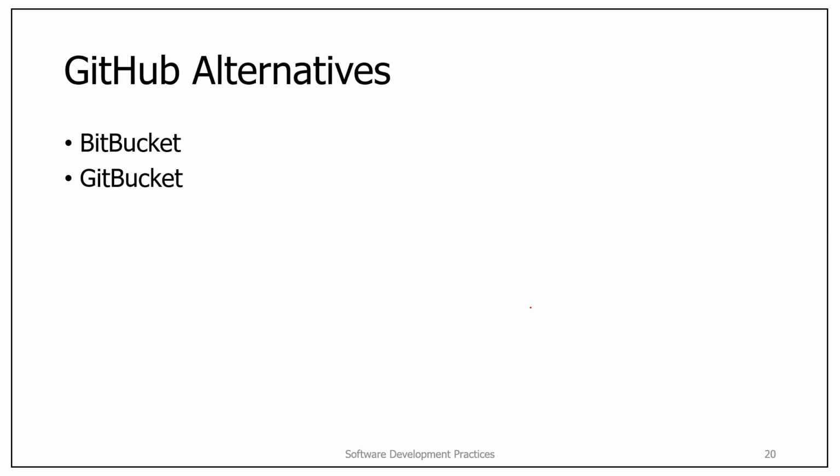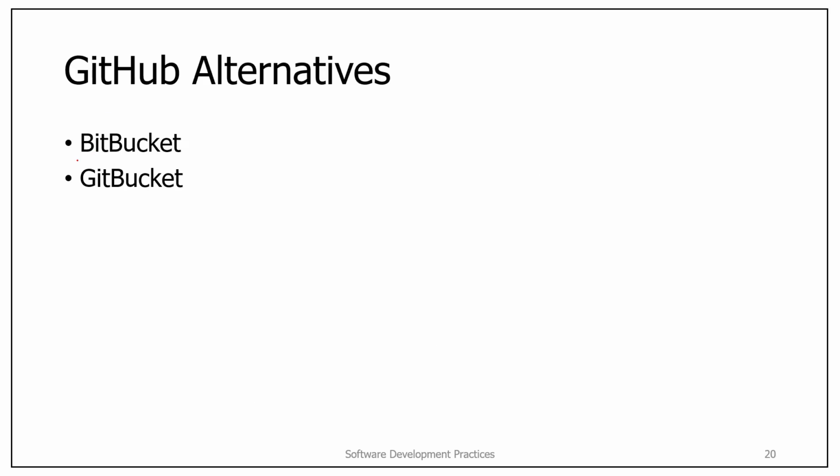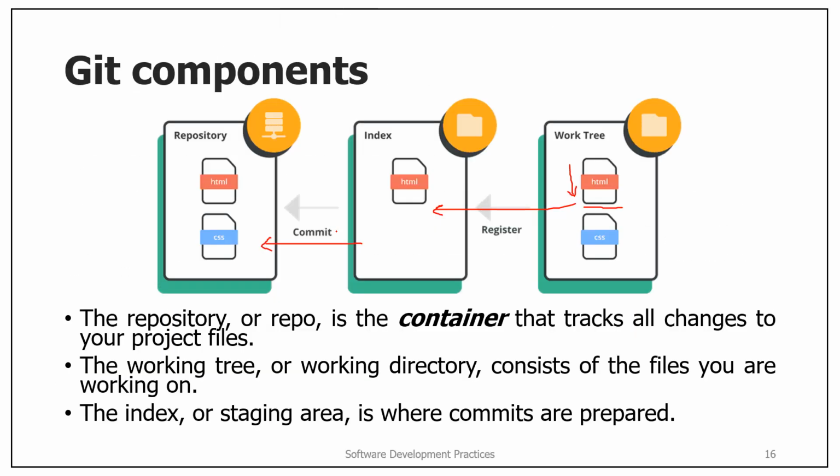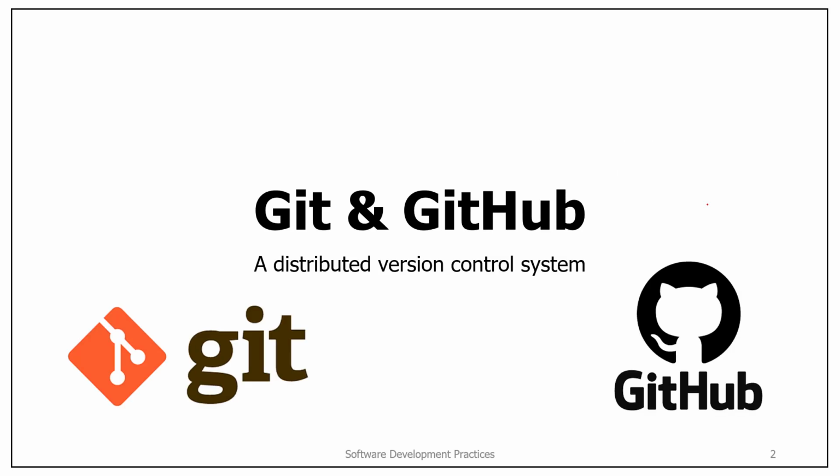The alternatives to GitHub are Bitbucket and GitLab, alternative software for GitHub. If you are not willing to use GitHub, you can go for alternative software such as GitLab as well as Bitbucket. So this is the introduction related to Git and GitHub. Hope you understood the introduction of Git and GitHub.